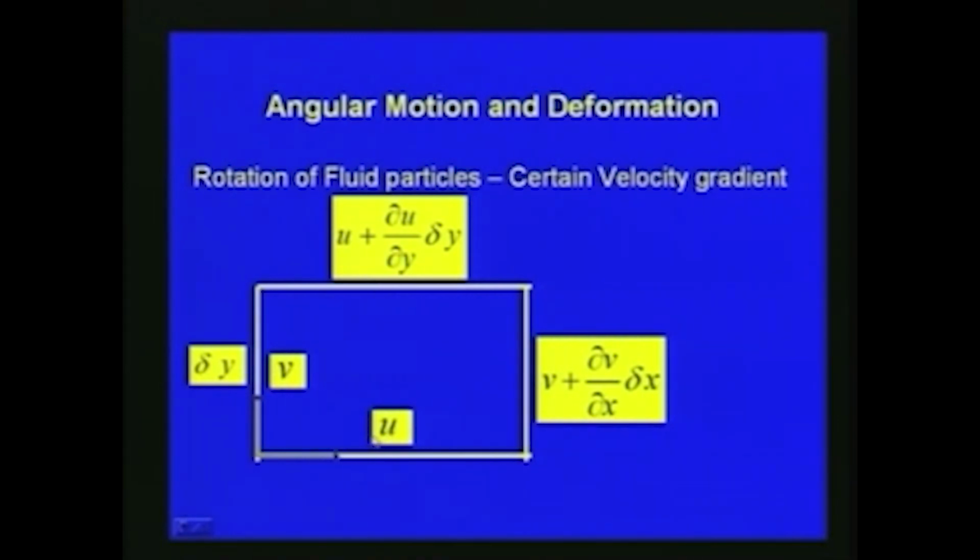So, rotation of fluid particles at a certain velocity gradient, like u plus del u by del y times delta y. Here you can see the changes are in the other coordinate direction. u is in the direction of x, that means x is in this direction and the velocity is also in that direction, and v is in the y direction. But if the change in u is with respect to y, that means del u by del y. And for a two-dimensional problem, if the change in velocity v is in the direction of x, or del v by del x, then we can see that there will be a rotation of the fluid particle, and a certain velocity gradient will be produced, which may cause angular motion and deformation.